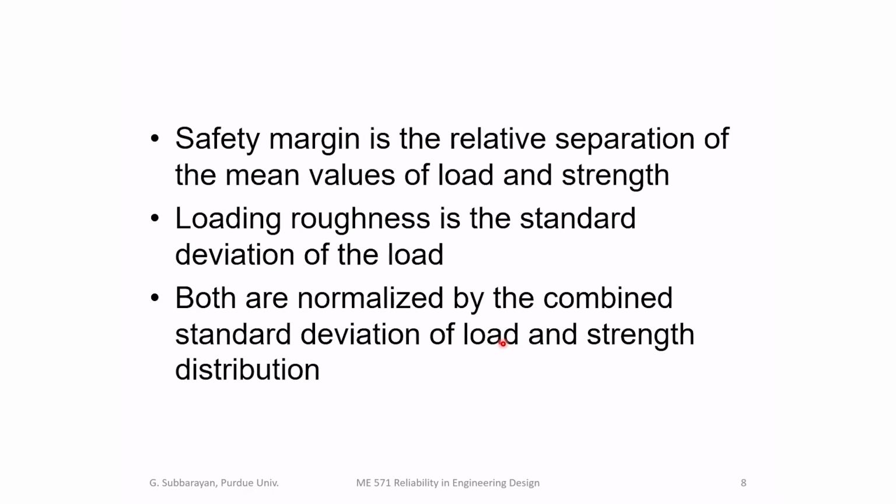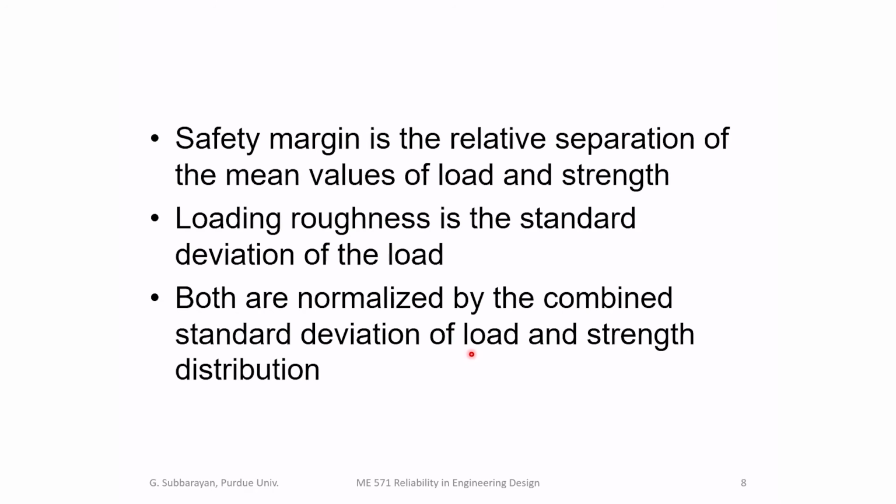So in words, safety margin is the relative separation of the mean values of load and strength, and load roughness is the standard deviation of the load, normalized. Both of them are normalized by the standard deviation of strength minus load.